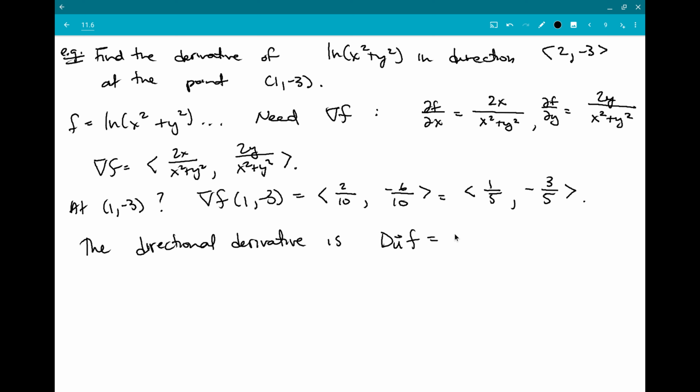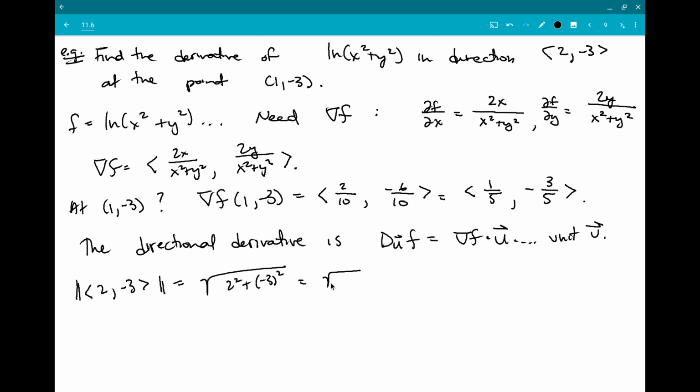d sub u f equal to grad f dot u. But I know it needs a unit vector u. So I'm going to look at my vector 2, minus 3. I already know that that's not a unit vector. I could even check it real quick. Magnitude of 2, minus 3 is square root of 2 squared plus minus 3 squared. That's square root 9 plus 4, square root 13. So my unit vector u is actually going to be 2 over root 13, minus 3 over root 13.